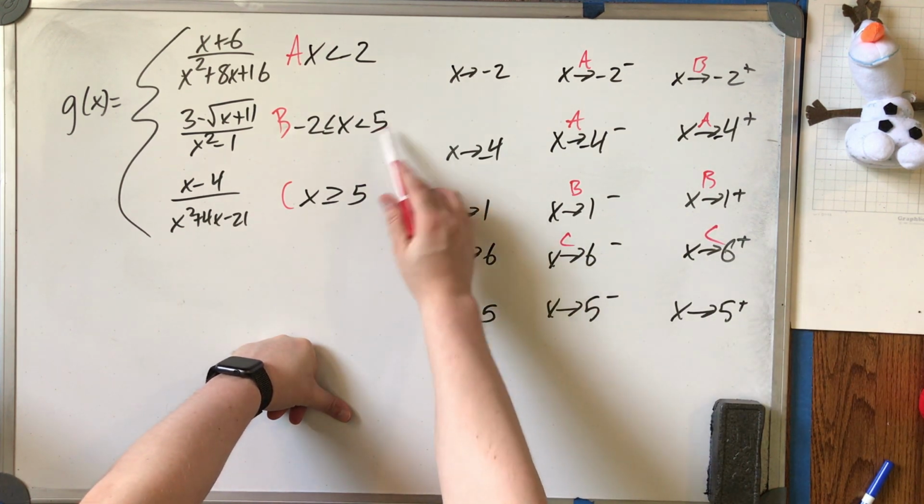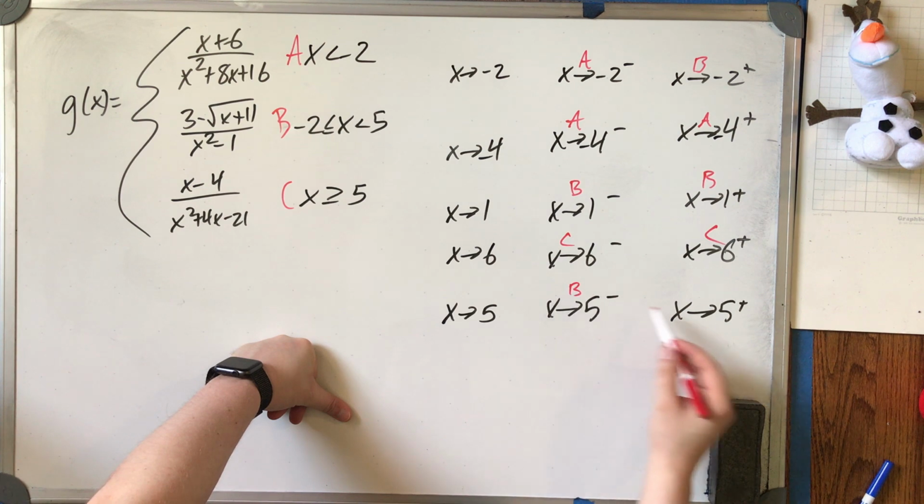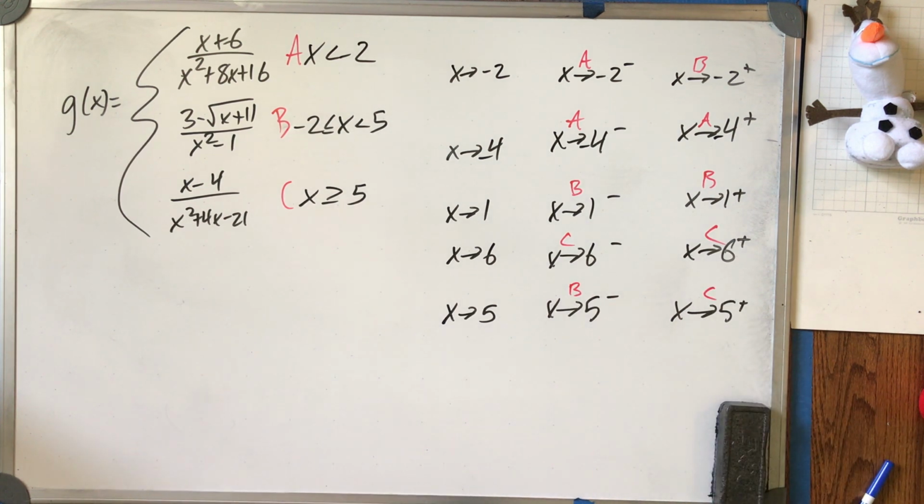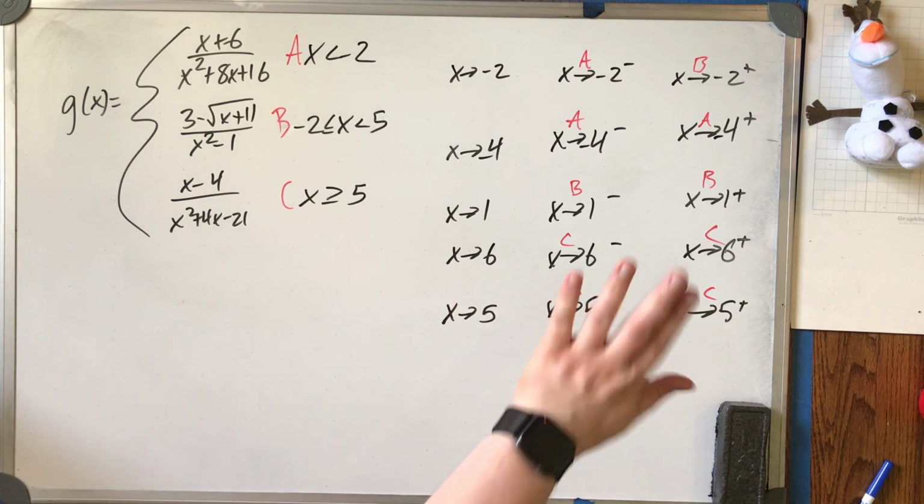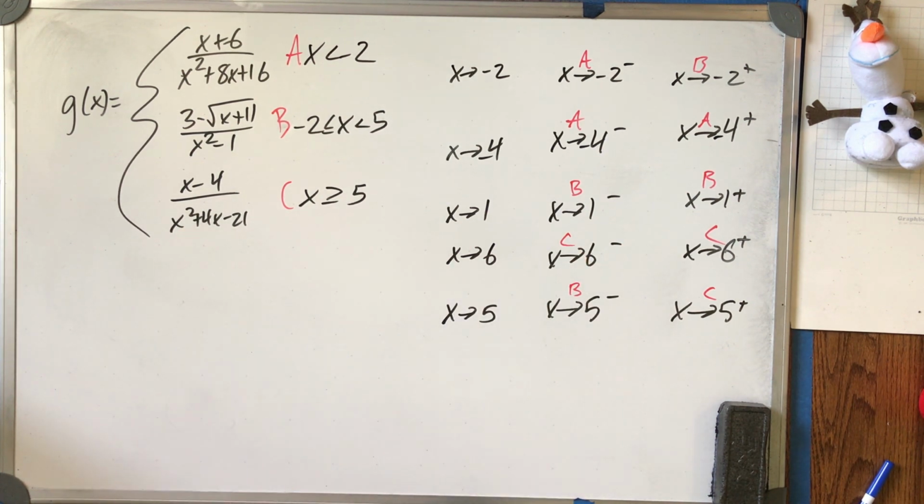Now 5 is the cutoff between these, so from the left it's in B, and from the right it's in C. So the reason we do that is because now I don't need to pay attention to which equation to pick. I'm just going to evaluate based on the A's, B's, or C's over here. So let's do this from the top.